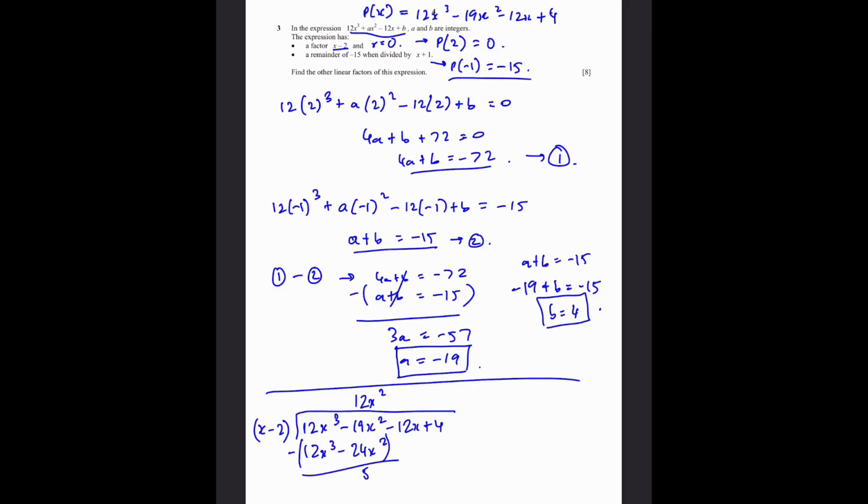And this becomes 5x squared minus 12x. Using the same thing, we get plus 5x here. 5x squared minus 10x. And when we subtract it off, minus 2x and plus 4. And we get minus 2. So when we subtract it off, it becomes 0. And therefore, we know that P of x can be written as this factor x minus 2 times the factor we just found, 12x squared plus 5x minus 2.